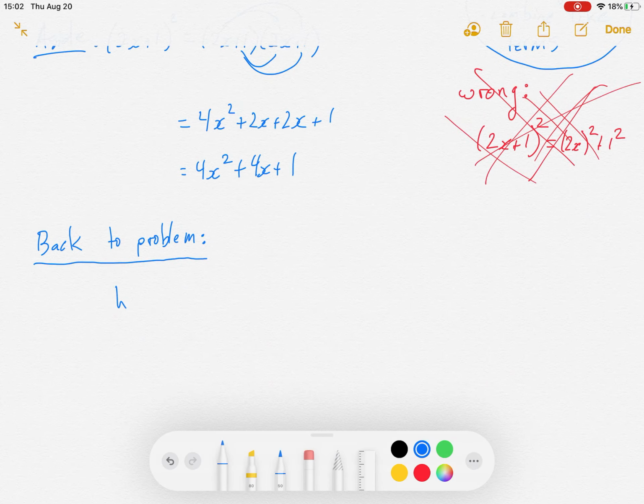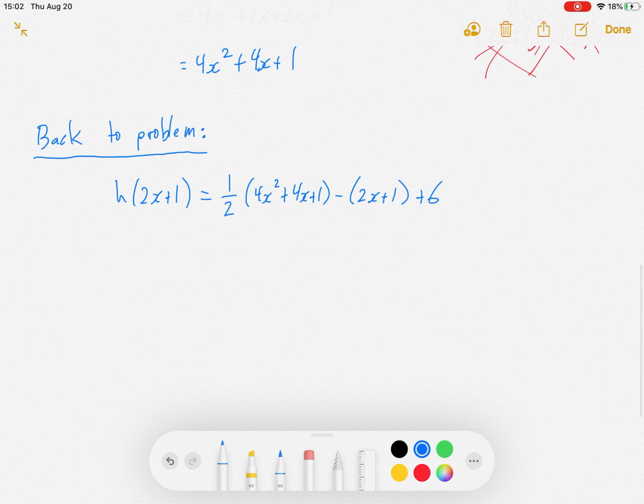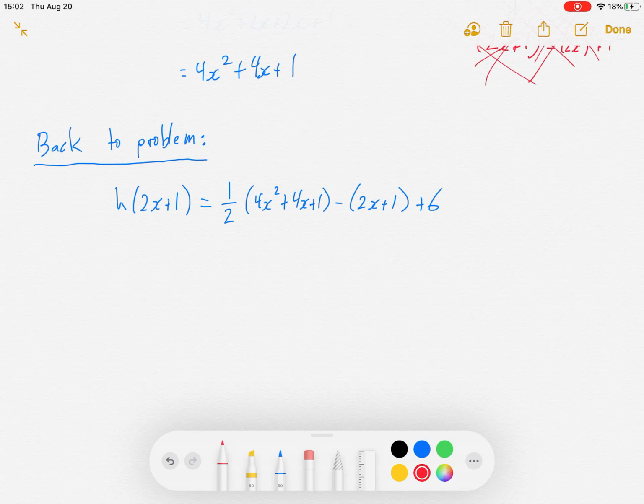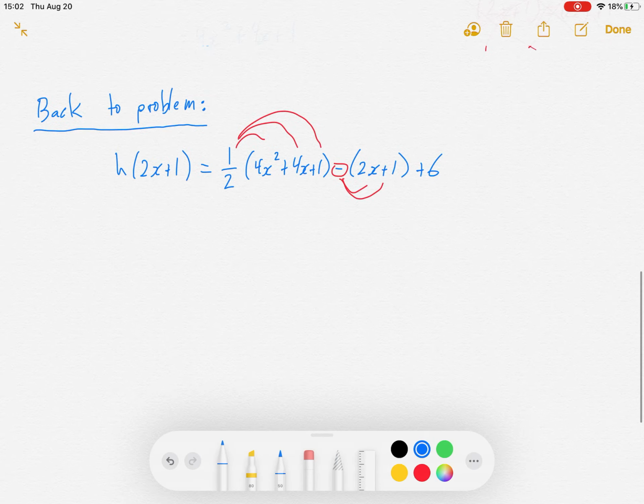So back to the problem, we now should have h of 2x plus 1, I'll just kind of remind everyone where we were, is 1/2. I figured out what (2x plus 1) squared is, so I'm going to replace that. And then I haven't done anything yet with the rest of this. All right, so we're now going to distribute, so I'm going to take the 1/2 and distribute it to each of those. I'm going to take this -1 here, or negative sign, and I'm going to distribute it to each of those. So I now end up with 1/2 of 4x squared is 2x squared.